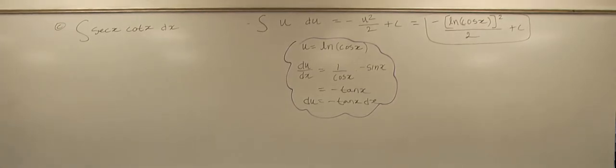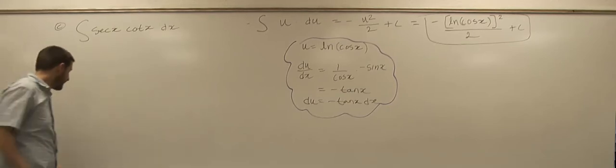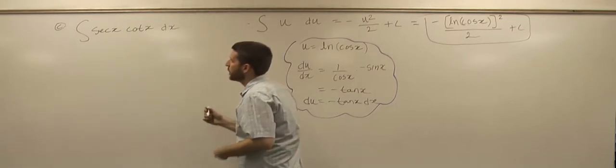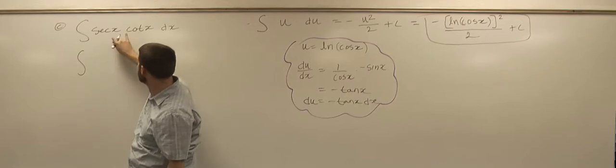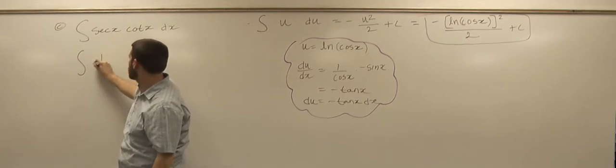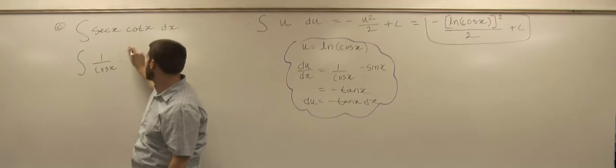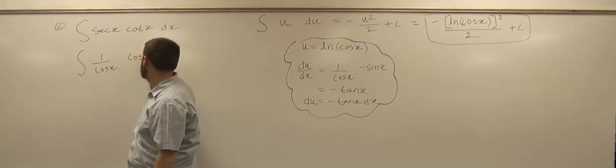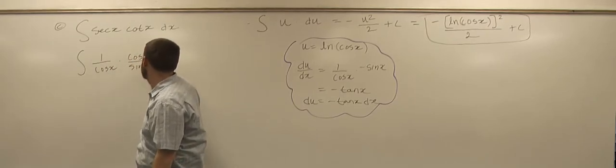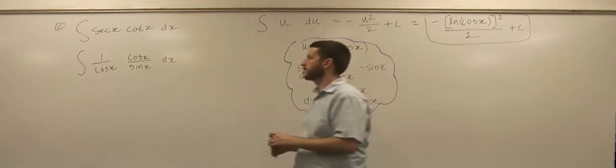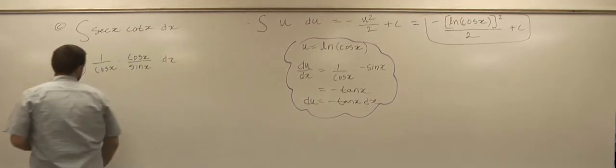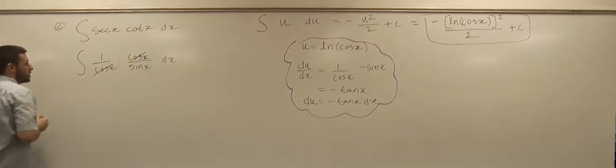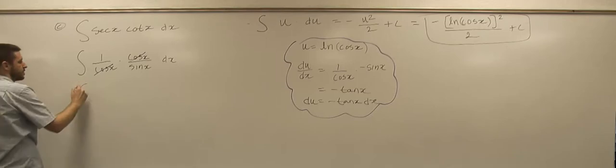What else might I try? Manipulate things. It would be 1 over cosine. Some sort of identity, right? Some sort of manipulation to simplify this. I don't have any tricky identities. All I really have is that secant is 1 over cos, and cotangent is cos over sine. So the cosines cancel. You're left with 1 over sine.